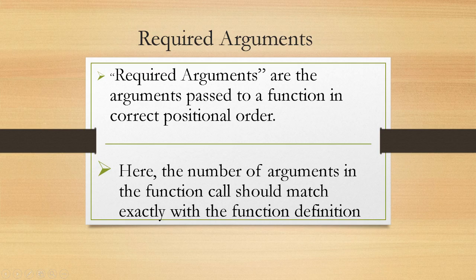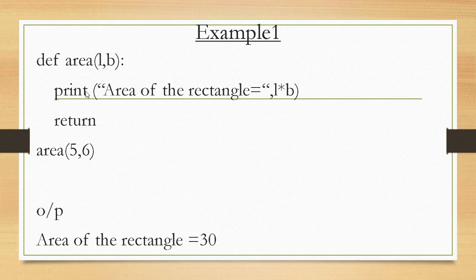If you see the example, you can understand. Def area(L, B): for finding the area of the rectangle, we have defined one function area(L, B), print area of the rectangle L into B, return. This is the end of the function definition. Then we have the call statement, that is where the main program starts. We have only one statement, area(5, 6). So 5 and 6 are called the arguments, whereas L and B are called the parameters.